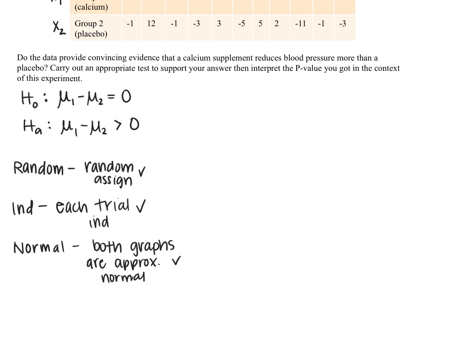So now we met all of our conditions, we want to go ahead and calculate our mean and standard deviation. So very similar to the previous example, I'm going to go ahead and put my data into the list feature in my calculator. So list 1 will be my group 1, which is the calcium. And then list 2 will be the placebo group.